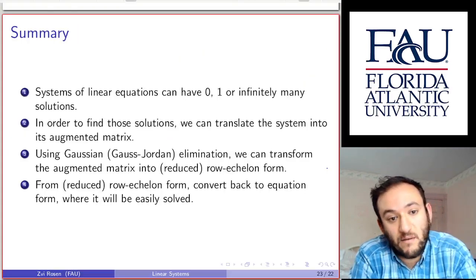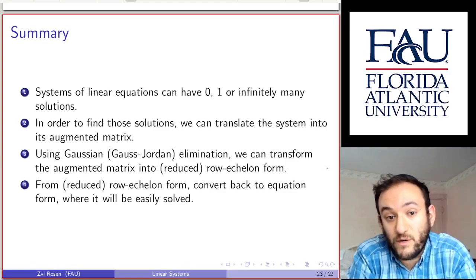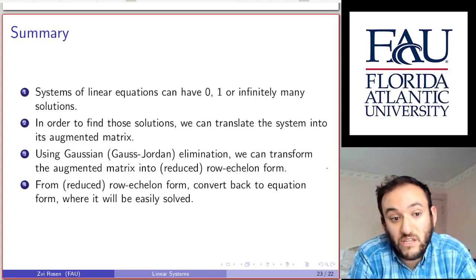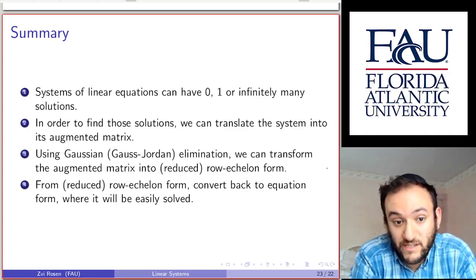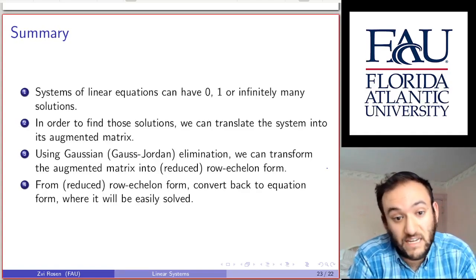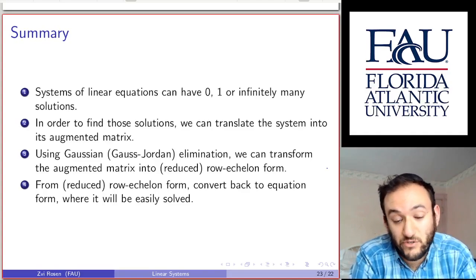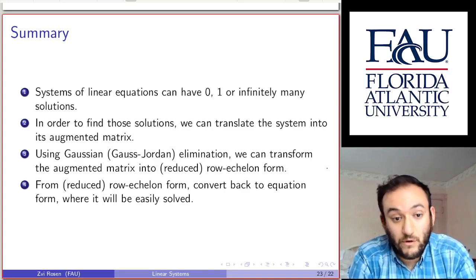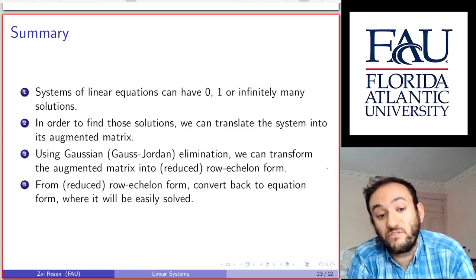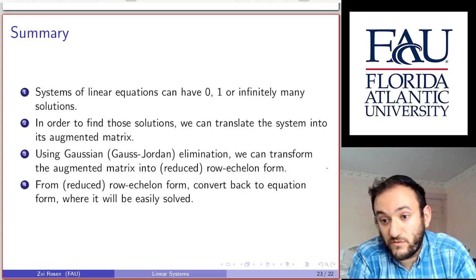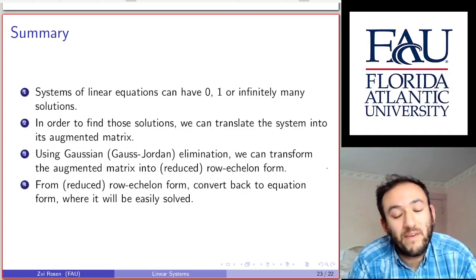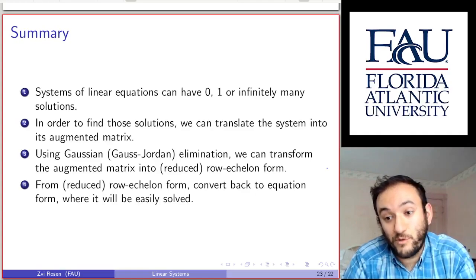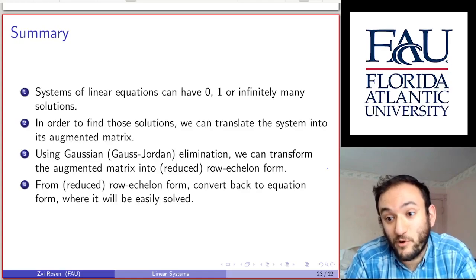Okay, in summary, what have we done today? We found that systems of linear equations can have 0, 1, or infinitely many solutions. In order to find those solutions, we can translate the system into its augmented matrix. Then using Gaussian or Gauss Jordan elimination, we can transform the augmented matrix into row echelon or reduced row echelon form. And then from that form, we can convert back to the equation form where it will now be easily solved. Hopefully this gives us a taste for how matrices can be used to organize information and help us do computations, particularly using a computer and programming.